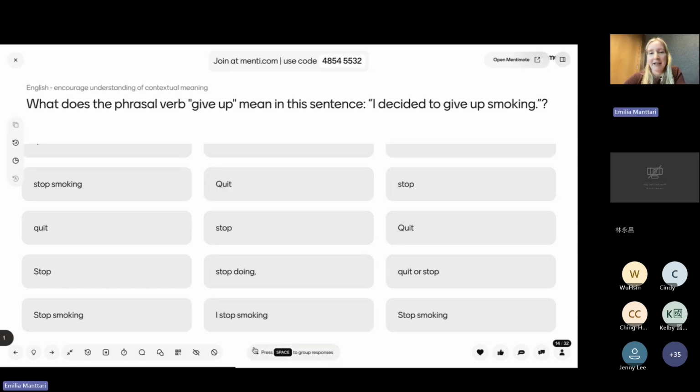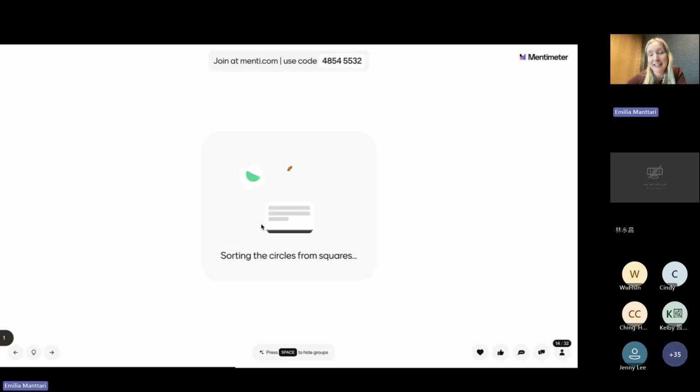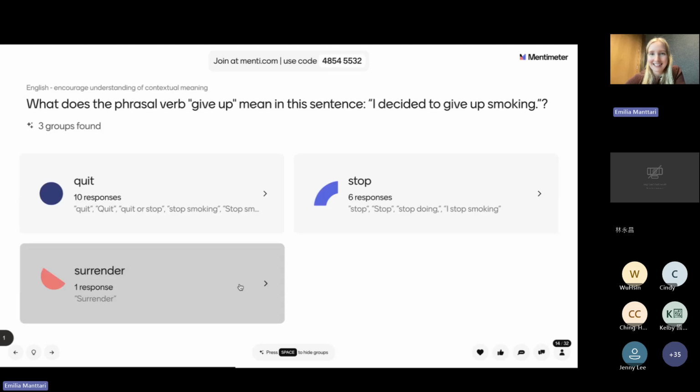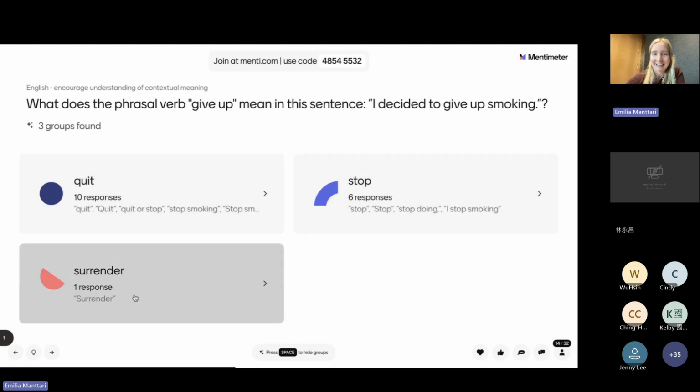We also have a feature to AI group the responses. So if you, for example, have a very large class, say you have hundreds of students and you don't really have the opportunity to go through all of these individual votes, you do have the option to use the AI grouping to see what people have submitted. So we have some people saying quit, some people saying stop, and then surrender. So a very simple way for you to get that overview of all of the responses if you have a large audience.